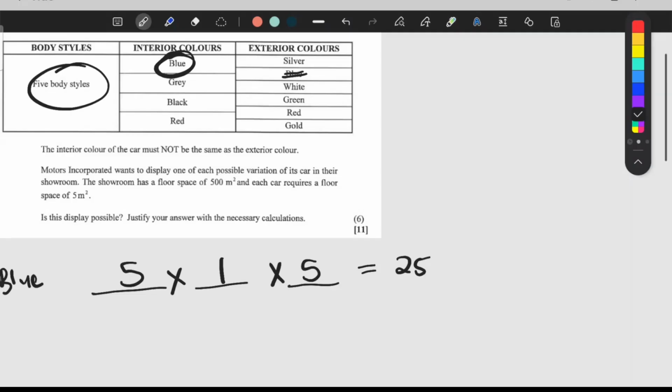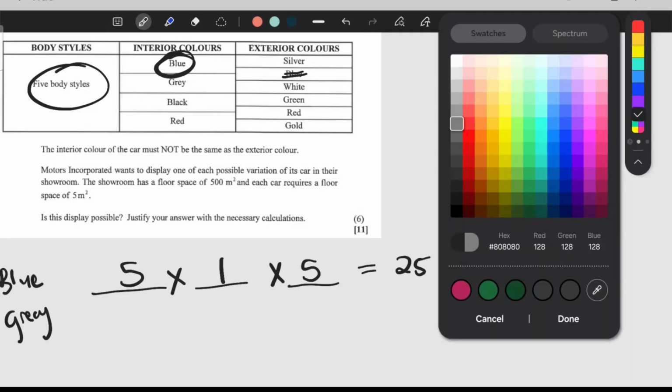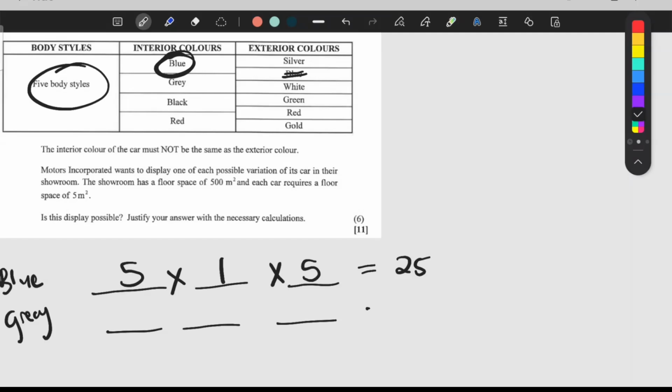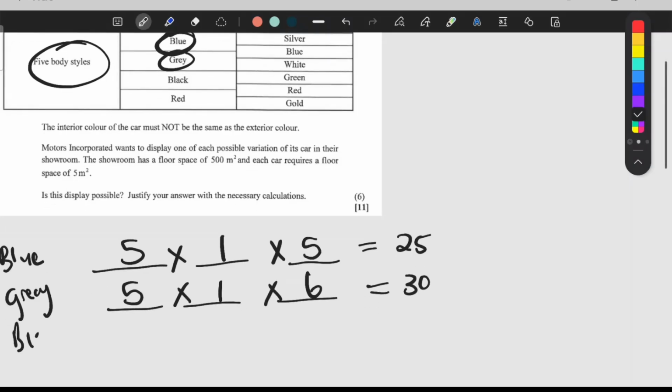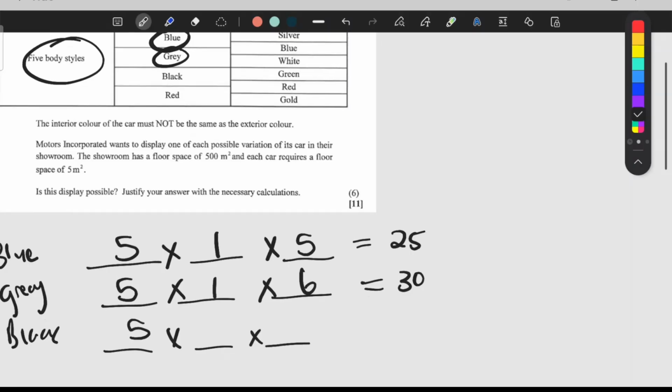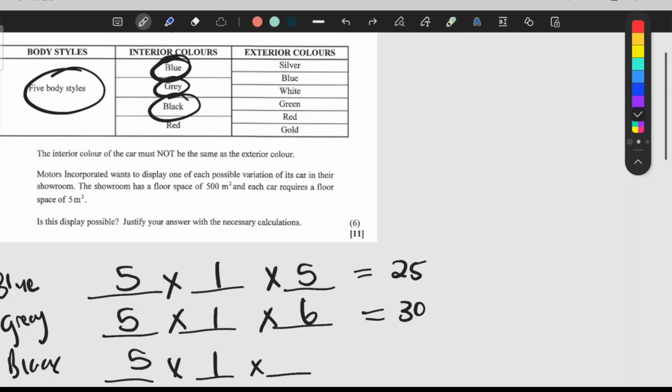Then for gray, I'm going to have my lines. 5 body styles, and I'm going to use gray. For gray, there's not another gray here, so I can use any of these 6. This gives me 30. Then for black, 3 lines, 5 body styles, and then I'm going to use black, 1 option. And there's no black here, so I have 6 options here.